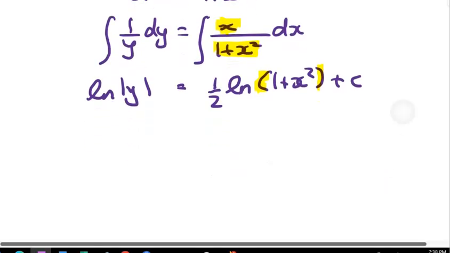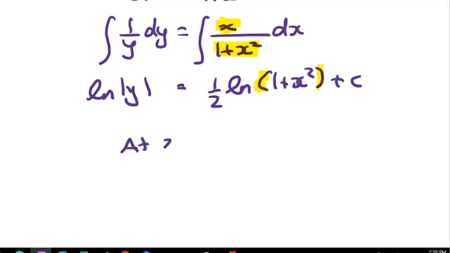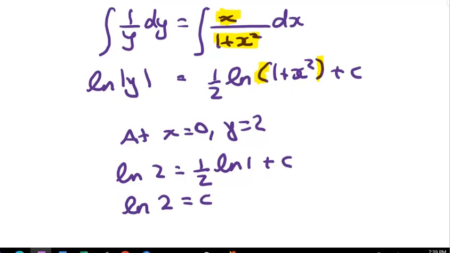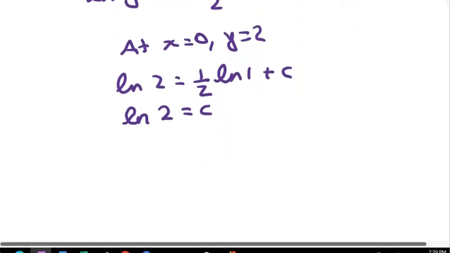Okay, now what? Well, at this point I substituted, and this is where I'm going to show you the second way to do it later. But I said at x equals 0, y is equal to 2. That gives me this. Natural log of 2 is equal to 1/2 times the natural log of 1 plus c. So the natural log of 2 is the value of the constant.